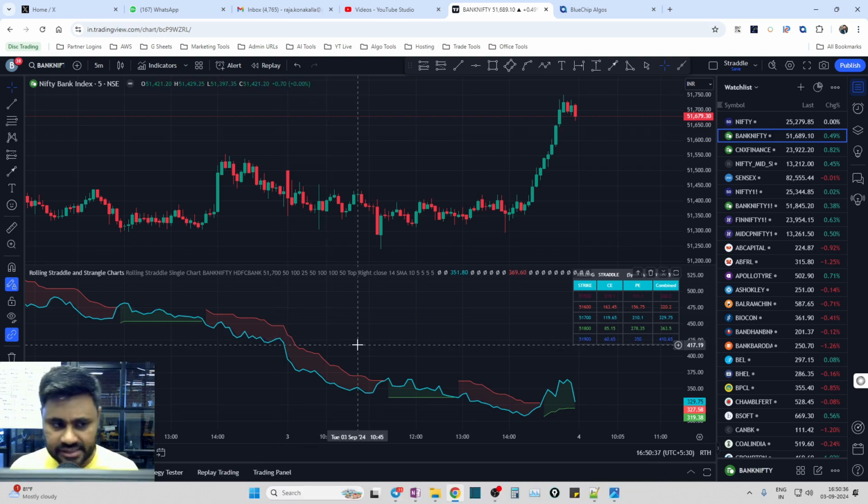So yes, rolling straddles are helpful. It will tell us the overall market structure and how the premiums are melting for ATM.